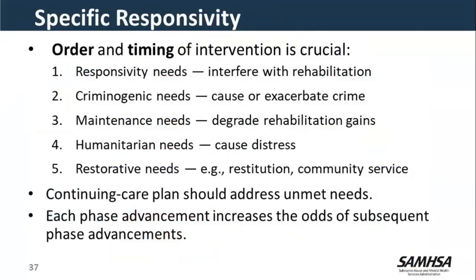Specific responsivity, I'm going to move on right after this. We talked about the importance of the order and timing of intervention. Dr. Taxman used the term stability factors. We use the term responsivity needs. I think they're very similar.